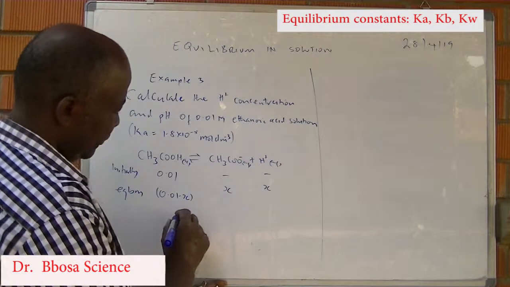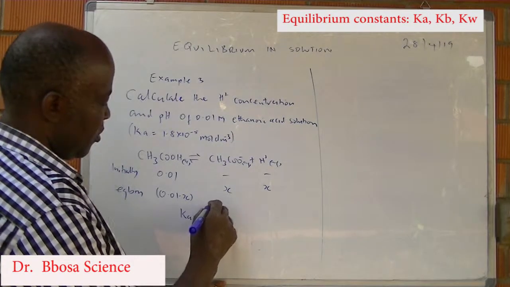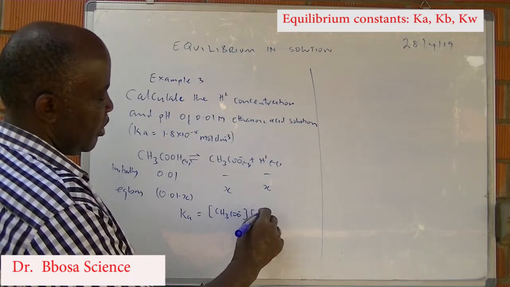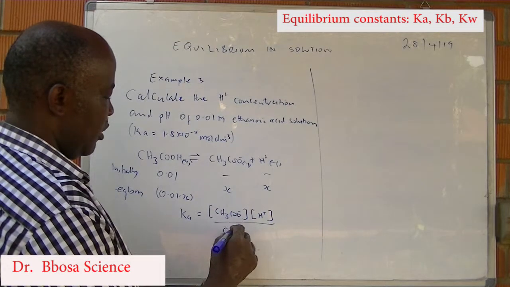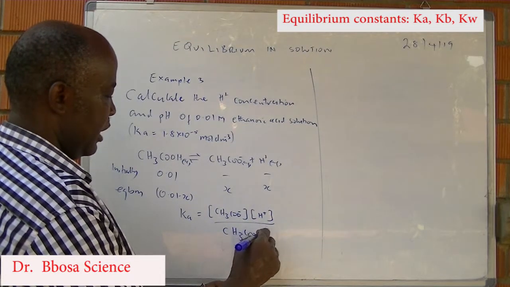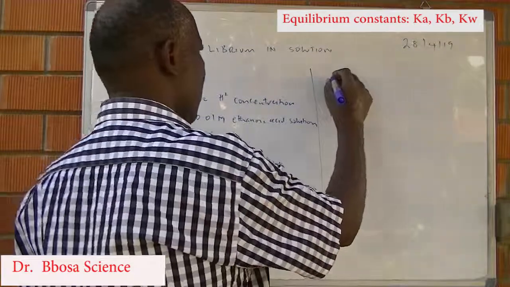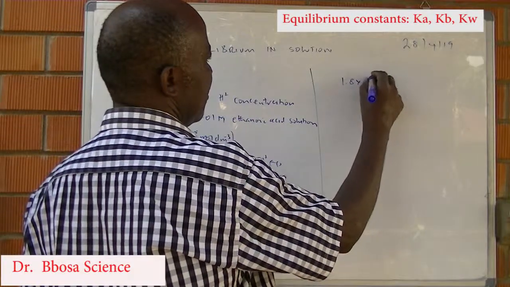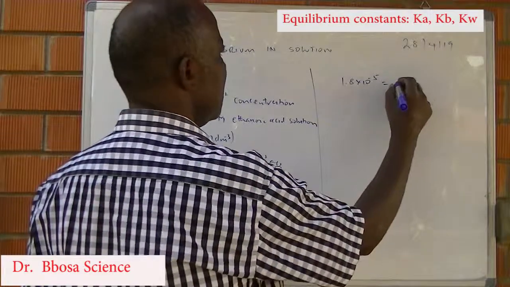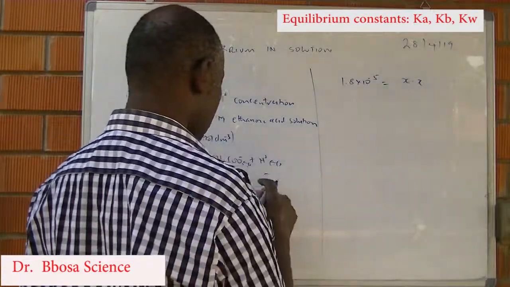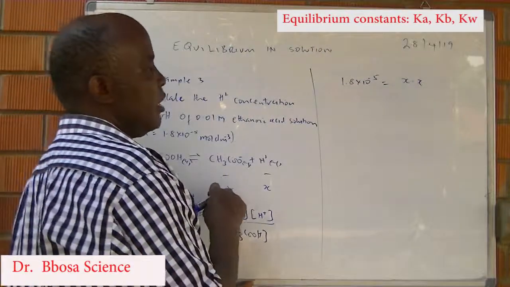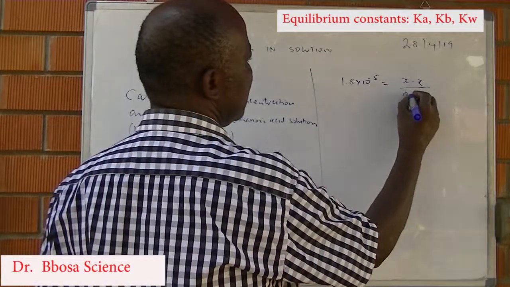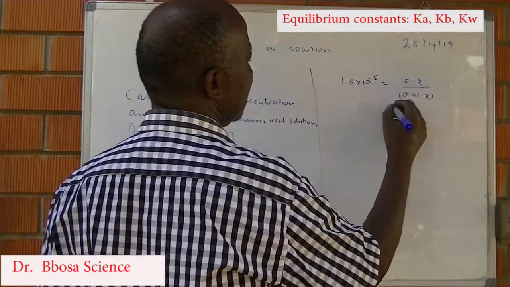So Ka will be equal to the concentration of ethanoate ions times the concentration of hydrogen ions over the concentration of ethanoic acid. But Ka is given as 1.8 times 10 to the power negative 5, which will be equal to X times X, the concentration of hydrogen times the concentration of ethanoate ion, over the concentration of the acid, which is 0.01 minus X.